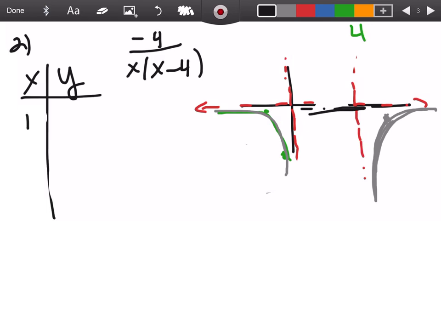Let's go to x is 1. And we go a little to the left. x is 3. So I'm going to this point and this point and see what's happening. So when x is 1, it's going to be negative 4 times 1 times quantity 1 minus 4. So that's going to be a negative number. So you're going to have negative 3 times 1, negative 3 on the bottom, negative 4 on top.